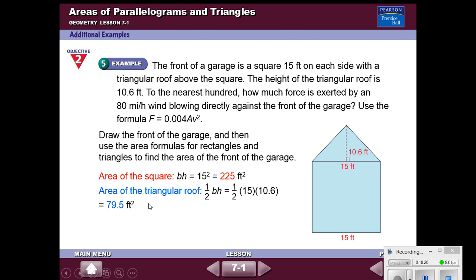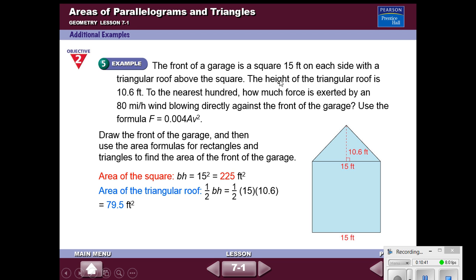The area of the triangular roof is half the base times the height. So that's 1/2 base times height, which is 1/2 of 15 times 10.6, which is 79.5 square feet. Now, I'm going to go back into this formula. I know what my area is.